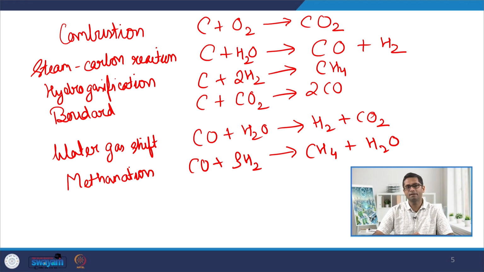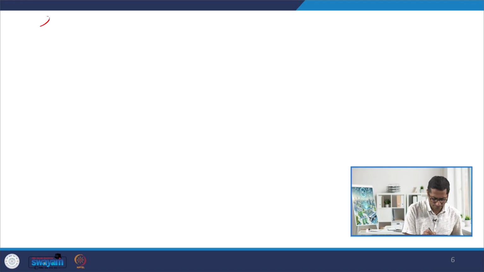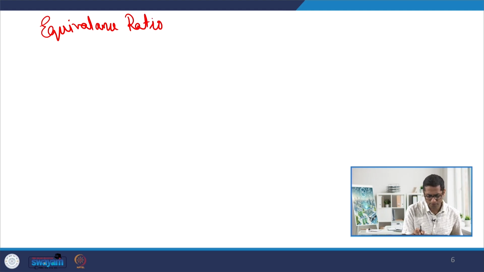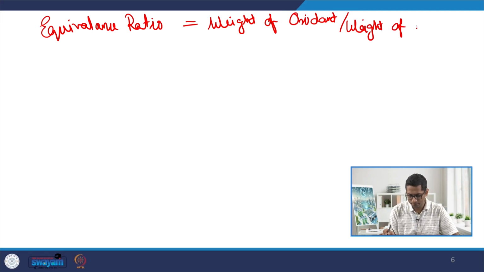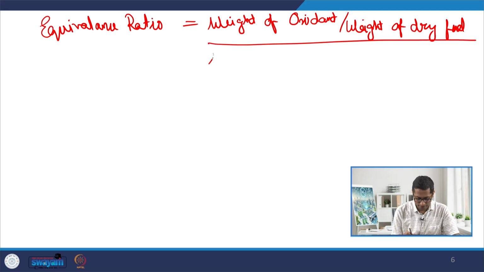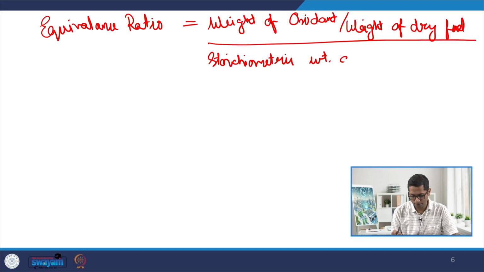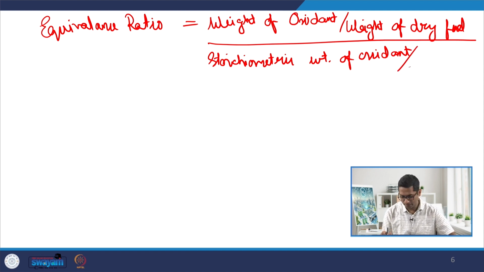We also need to understand the concept of equivalence ratio in here. So if I say the equivalence ratio, this is defined as the weight of oxidant divided by the weight of dry fuel, which happens to be coal in our case, and the oxidant happens to be oxygen, and this divided by the stoichiometric weight of oxidant, which is the amount of oxygen that I would require for the complete combustion of coal, divided again by the weight of dry fuel.